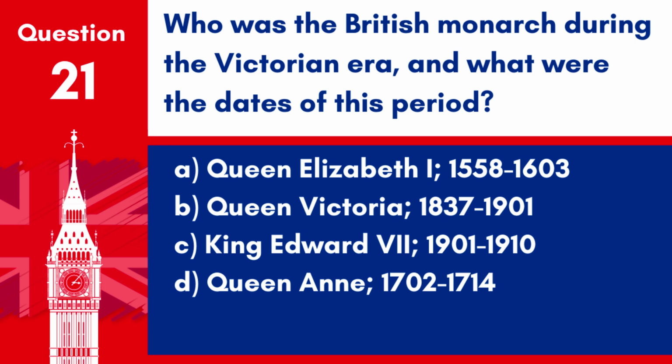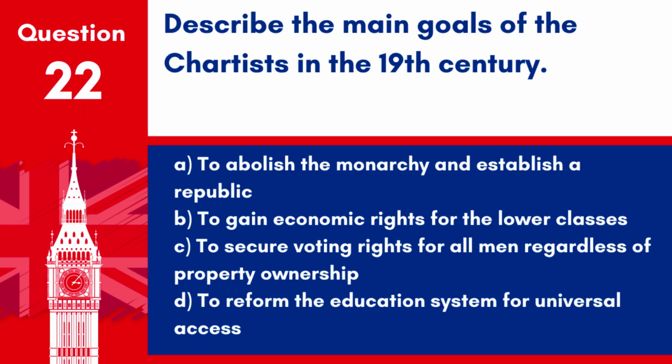Answer: B. Queen Victoria, 1837 to 1901. Queen Victoria reigned during the Victorian era, a period marked by industrial, cultural, political, scientific, and military changes in the United Kingdom, and named after her. Question 22. Describe the main goals of the Chartists in the 19th century.